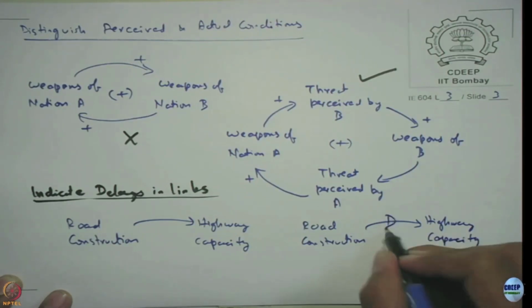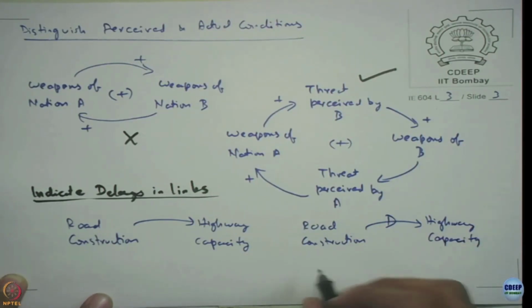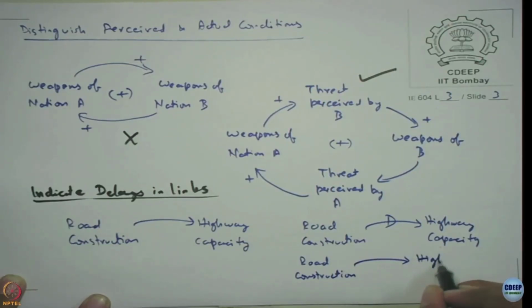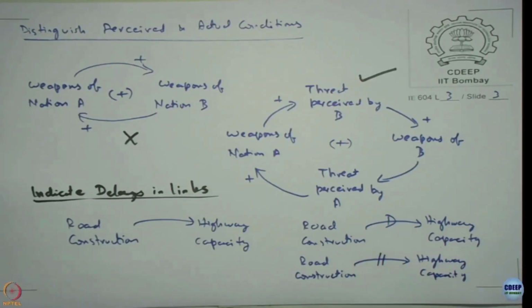We can put a D on the link, or we can write the road construction, highway capacity. You can put a double dash on each link. This means that there is a significant delay before the construction completes and highway capacity increases. So, this delay we know, okay, this is the total duration to build it.